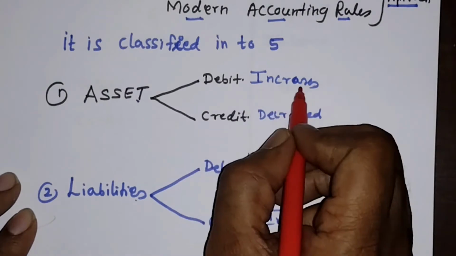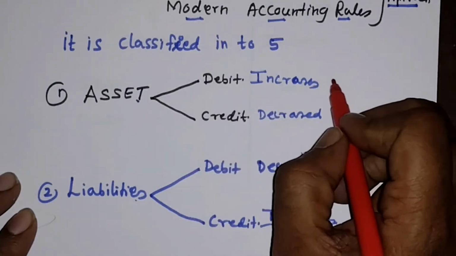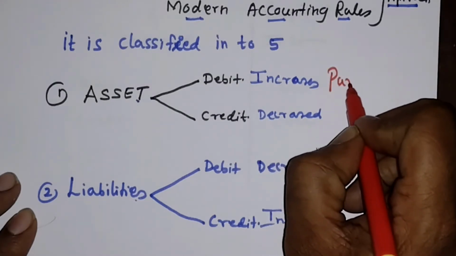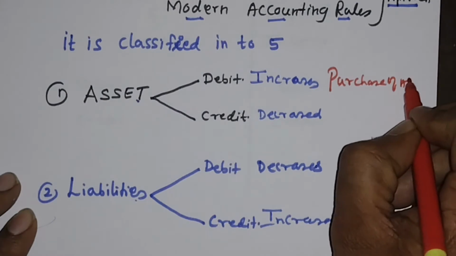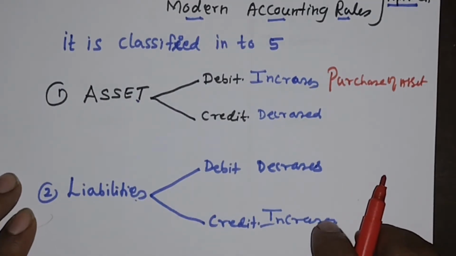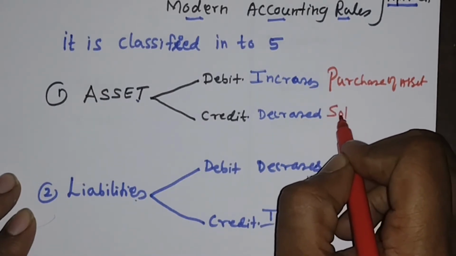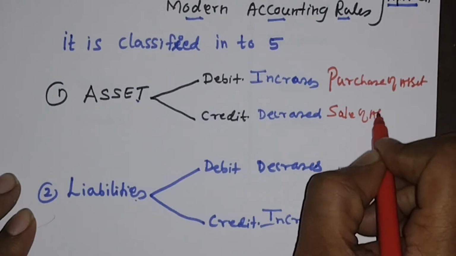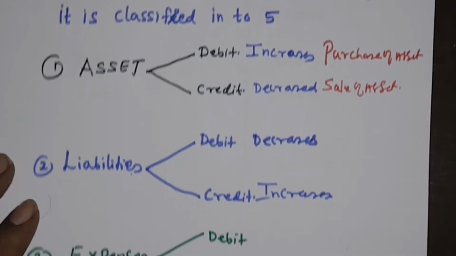Debit increases, credit decreases means, in simple meaning, that purchase or acquisition of an asset will increase the asset value. If the same asset is sold, the sale of the asset will definitely decrease the asset value.